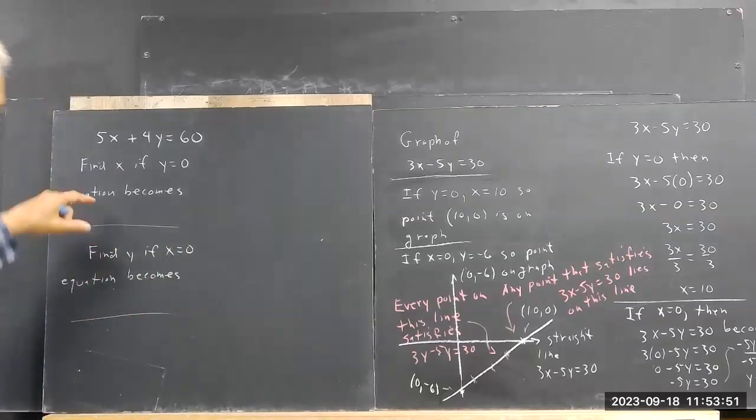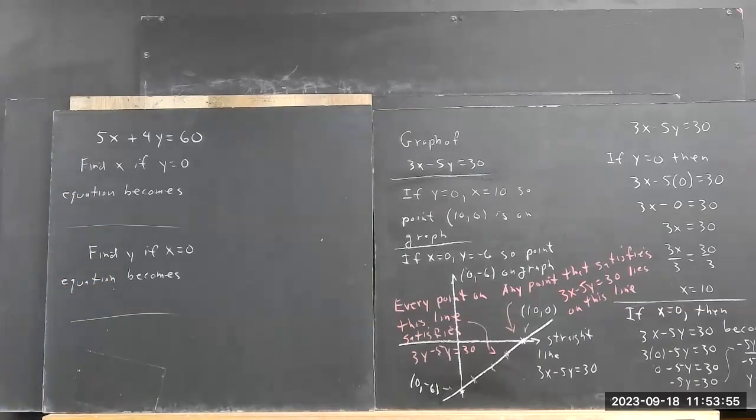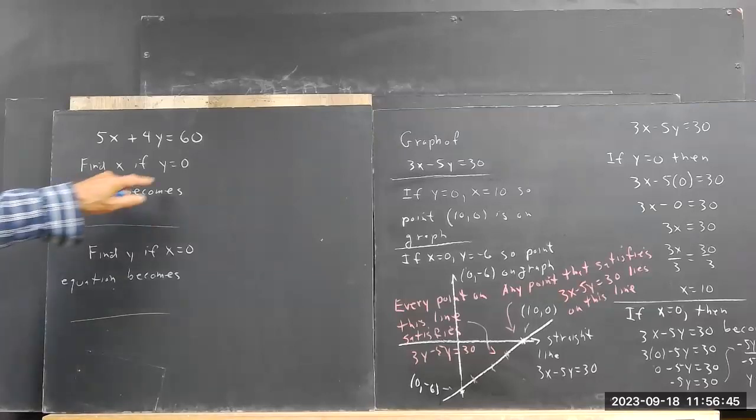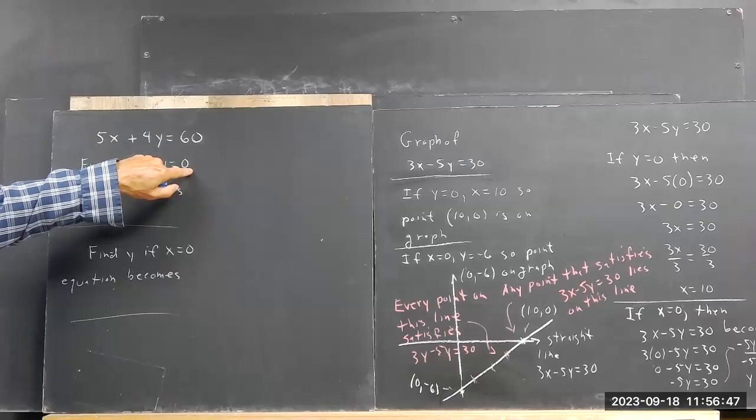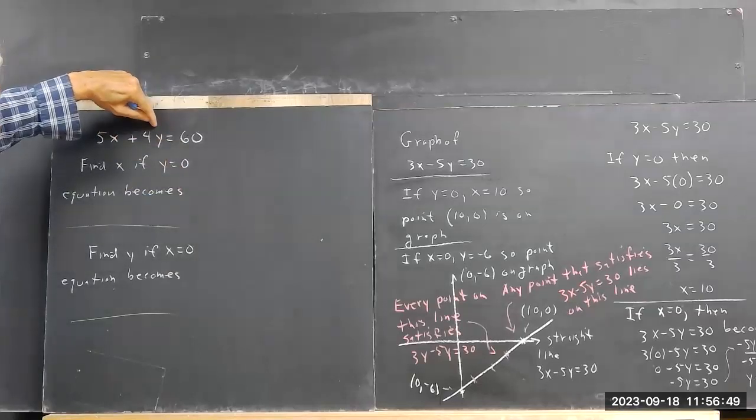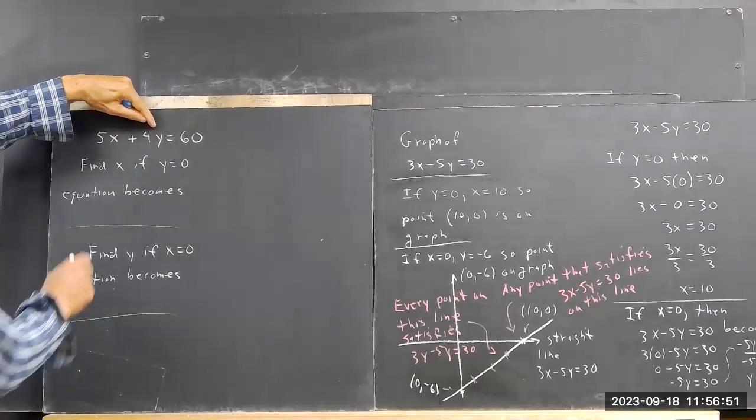Kind of like fill in the blank. I just want you to tell me what the equation is in each case. Okay, so the equation becomes what? Well, y is 0 in this case. So we're going to replace y by 0.